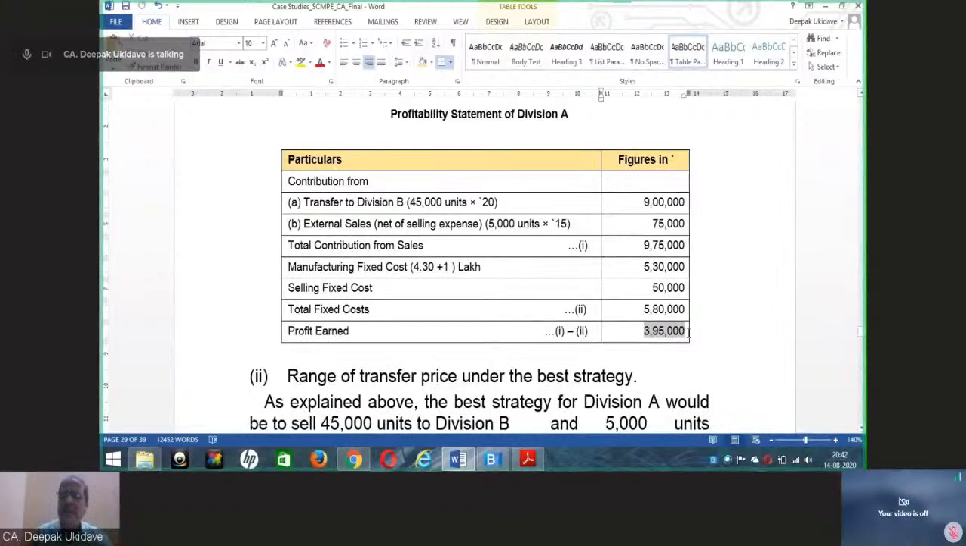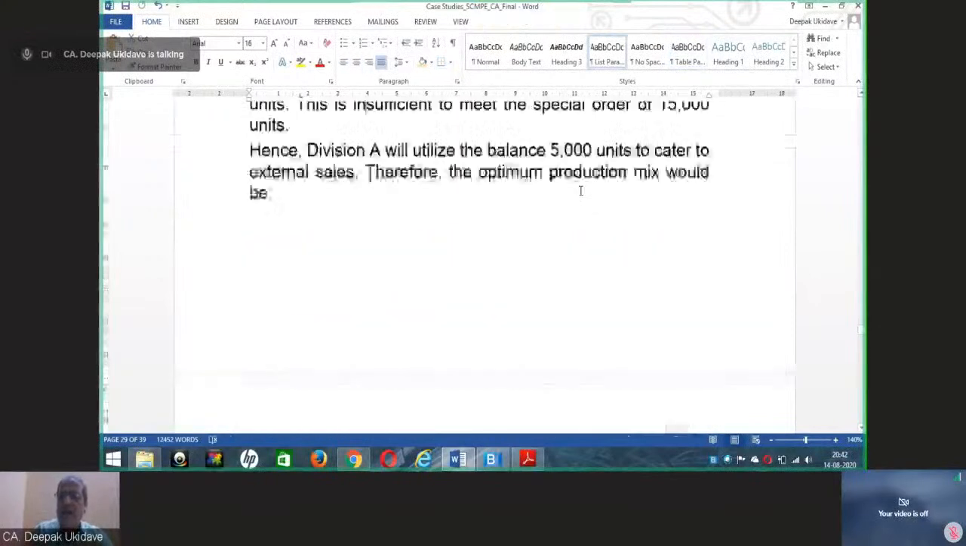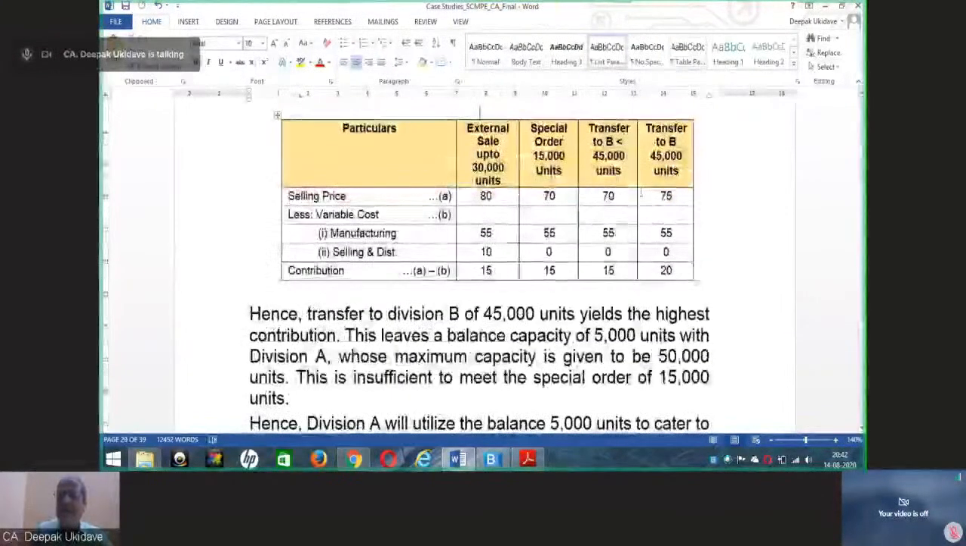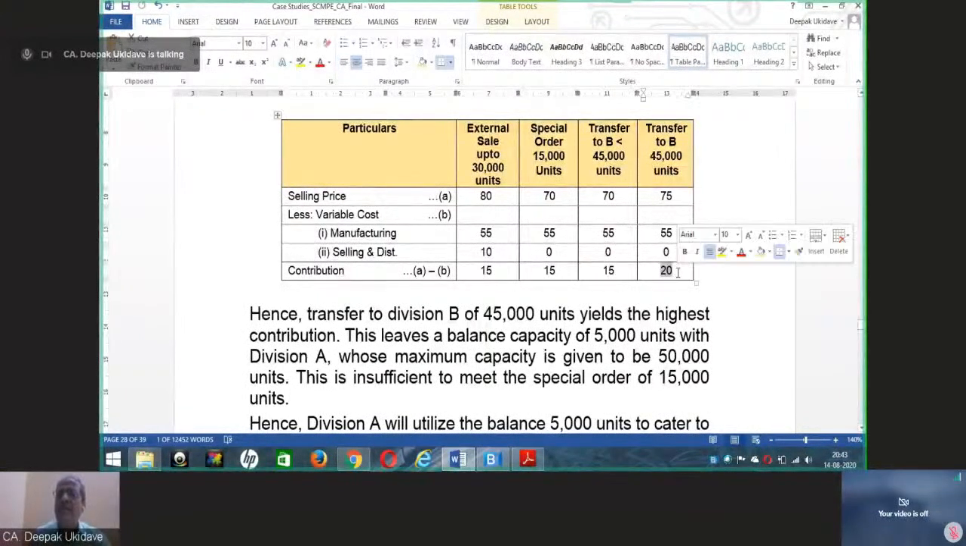So now this is the best strategy as of now: supply the entire 45,000 to division B, which is its requirement, so that division B is happy and the division B manager is ready to pay me for this entire 45,000 at a higher price, and that is 75 rupees. The division B manager is ready to pay the full 75 rupees, because I am catering to his complete requirement. The moment I say I will cater less, he is ready to pay only 70 and so on. And therefore we make more contribution from supplying to our internal customer. The option with the highest contribution is the best, and therefore we went for this strategy.